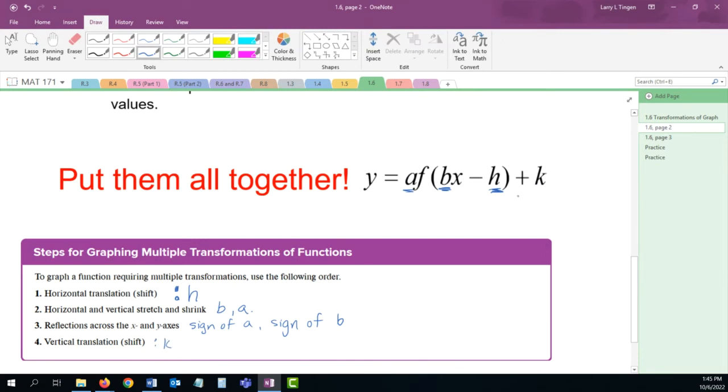So if I give you a function that has some manipulation done to it, and you tell me how do I get from the base, or how do I get from this back to the base, this is the order I'm going in. I'm working with h first, then a and b, then the sign of a and b, and then the vertical translation k. So let's do a problem.